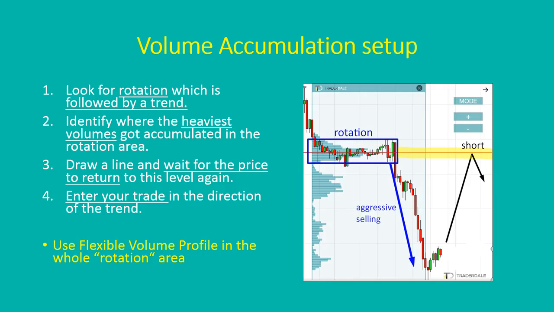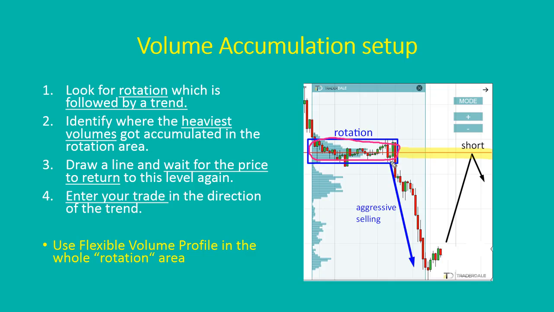And the logic behind the setup is this. In this rotation, volumes got accumulated. By the time that the rotation got created, you don't know if volumes in this area were buyers or sellers. I know that there are some volume profiles around which sort of tell you if there are more buyers or sellers, but those are basically just fake numbers. You can't really tell if there were really buyers or sellers. Alright? So you can't really tell if there were buyers or sellers in here.